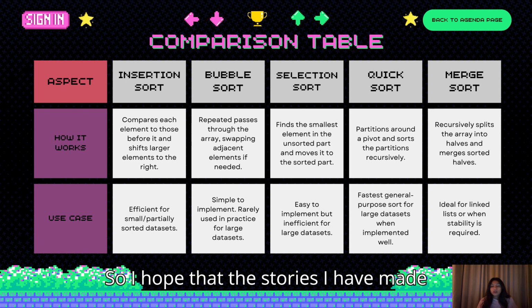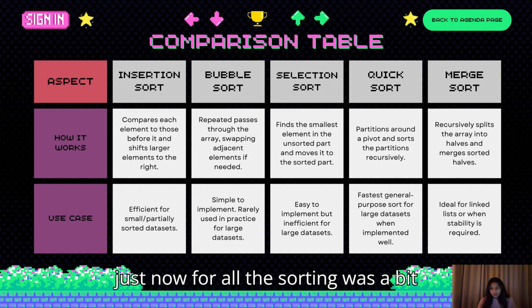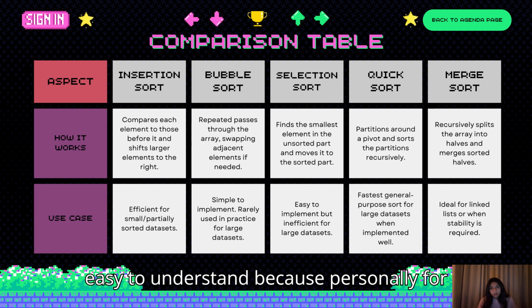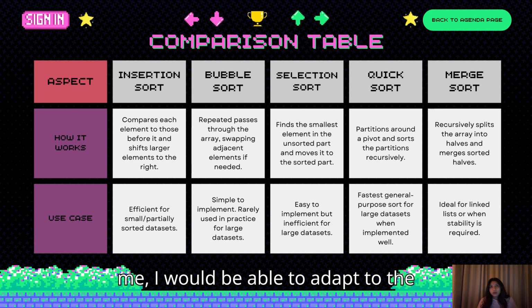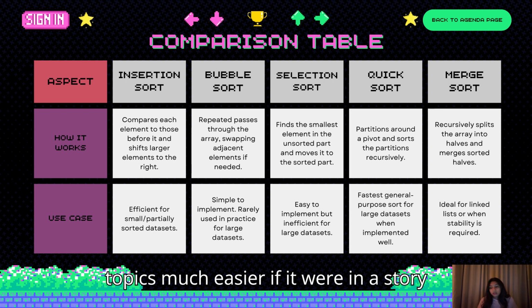So I hope that the stories I have made just now for all the sorting was a bit easy to understand, because personally for me I would be able to adapt to the topics much easier if it were in a story structure.